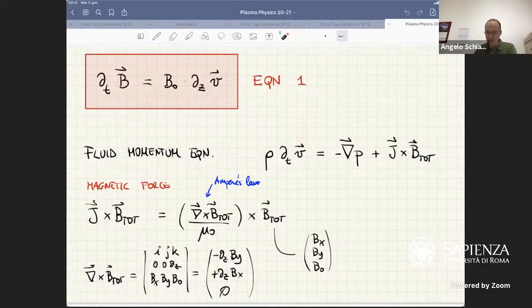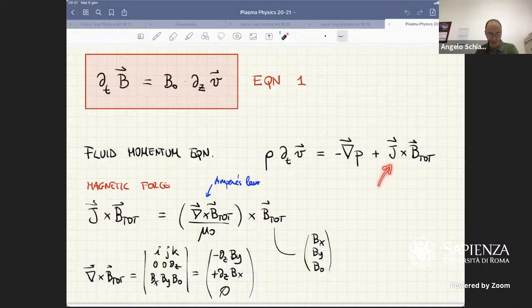This one here. So we go to Newton's law for the fluid, and we have that the mass times the acceleration of the fluid is equal to the pressure forces acting on the fluid, so minus the gradient of the pressure of the fluid, plus the magnetic force, which is J cross B. And here's where we arrived last time. So we have to go ahead from here.